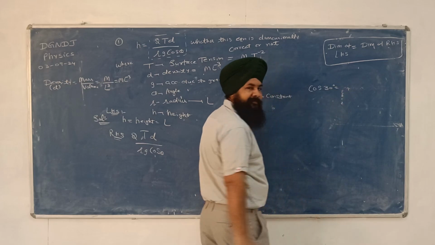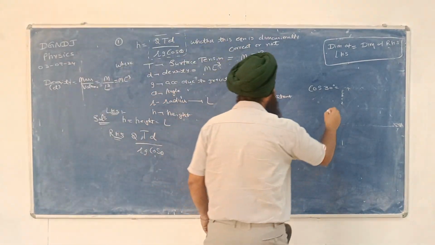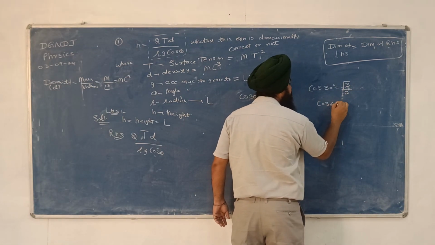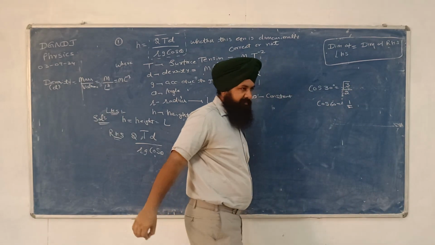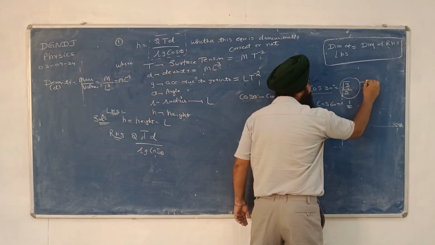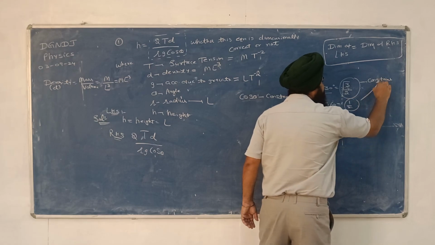Cos 30 का कितना होता है? Cos 30 किसके इक्वल होता है? √3/2. Not under root, square root. Cos 60. Cos 60 कितना होता है? 1/2. यही होता है ना? है ना? तो cos 30 ये क्या आ गया? कांस्टेंट आ गया. This is our constant. Again 1/2 is again a constant.